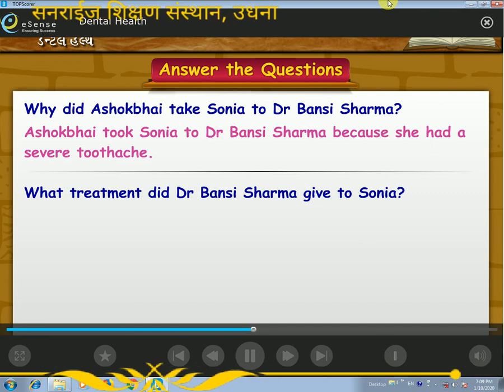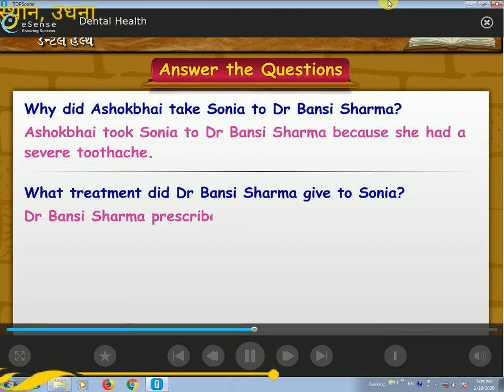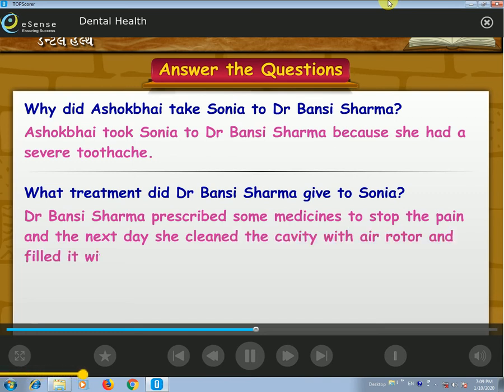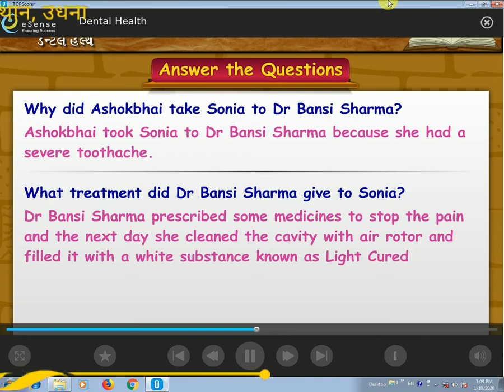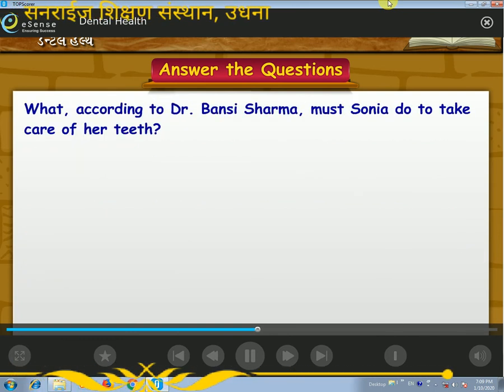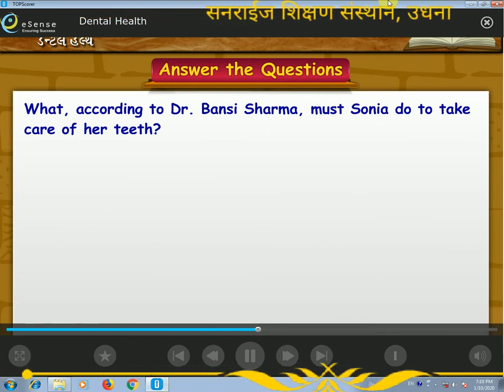What, according to Dr. Bansi Sharma, must Sonia do to take care of her teeth? According to Dr. Bansi Sharma, Sonia must brush her teeth regularly twice a day. She must clean her mouth after every meal. She must brush her teeth in the right way. She must also brush the gum line gently.